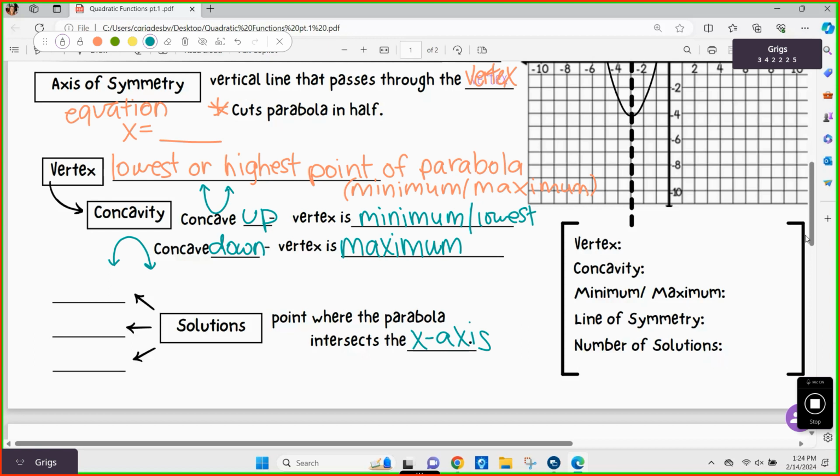And solutions could be called 3 different things. They could be referred to in 3 different words. You have to know they all mean the same thing. So a solution to a quadratic function, if it's asking you for a solution, all it's asking for is the x-intercepts.